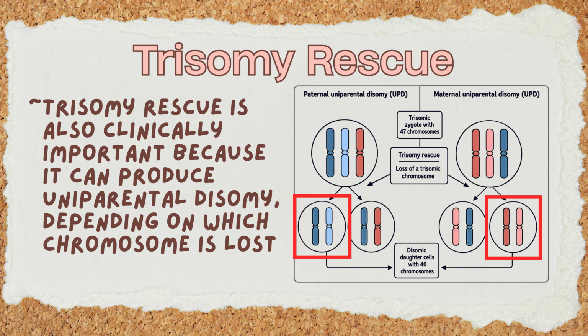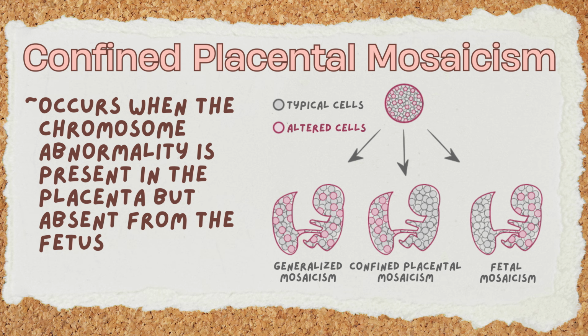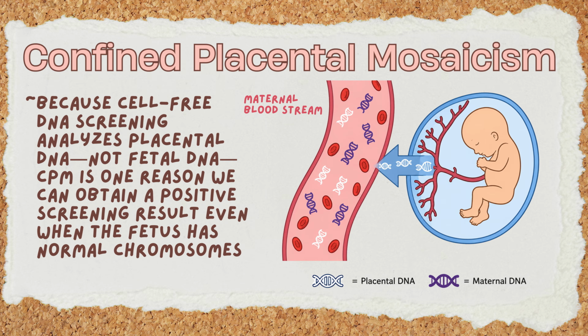Confined placental mosaicism is our next topic, and this falls into prenatal genetics. This is one of the most important concepts. It occurs when the chromosome abnormality is present in the placenta but absent from the fetus. Because cell-free DNA screening analyzes placental DNA, not fetal DNA, confined placental mosaicism is one reason we can obtain a positive screening result, even when the fetus has normal chromosomes. This is one of the classic explanations for a false positive cfDNA screen.